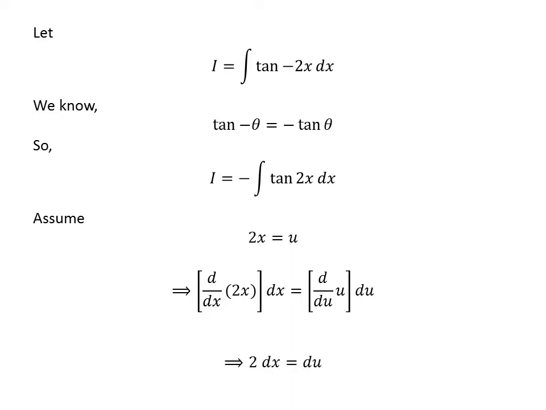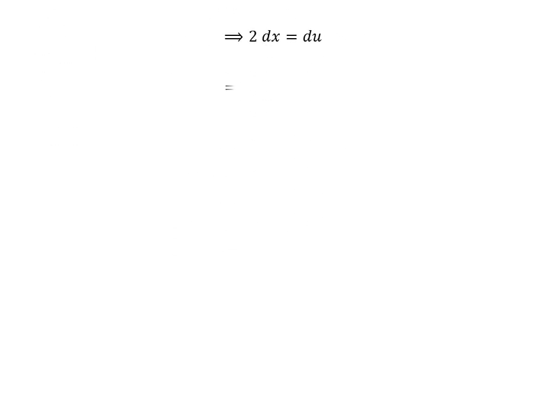As we know, differentiation of 2 times x with respect to x is equal to 2 and differentiation of u with respect to u is equal to 1. So we are left with 2 times differential of x is equal to differential of u. I have taken 2 to the right. So I got differential of x is equal to 1 upon 2 into differential of u.